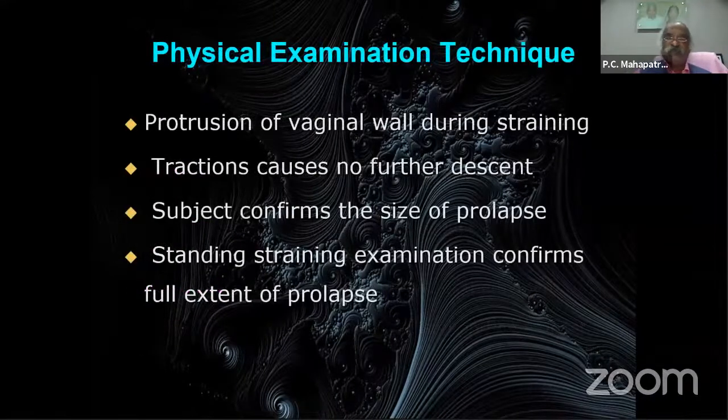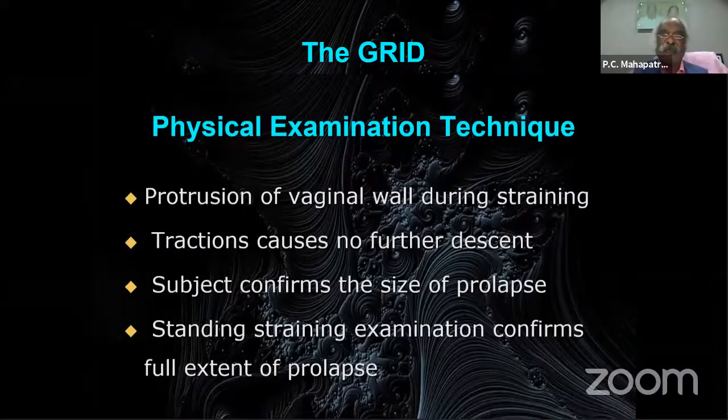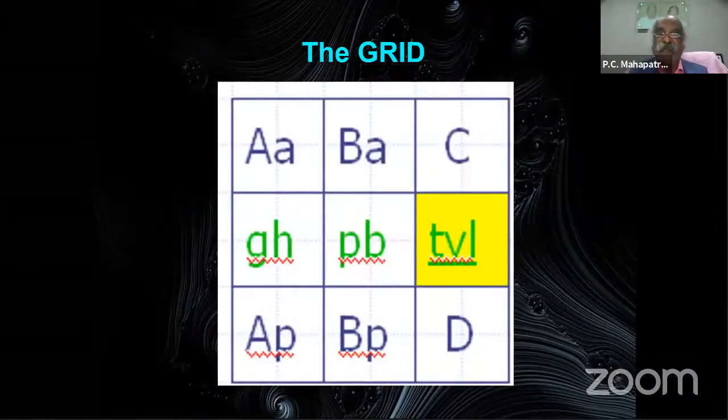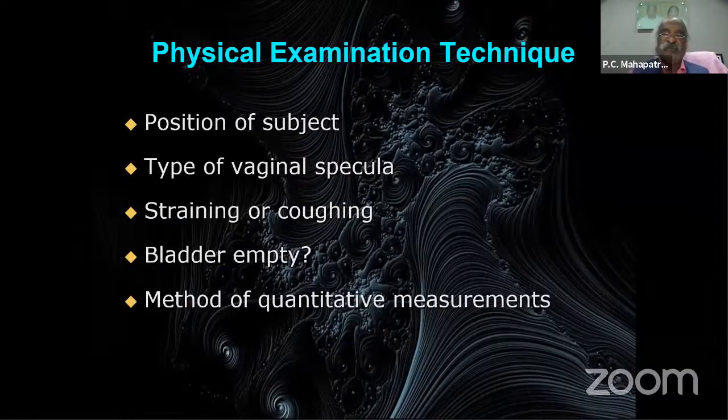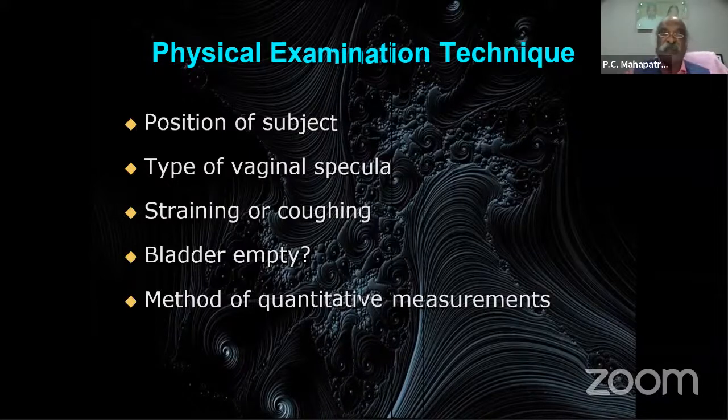So physical examination technique: the protrusion of the vaginal wall during straining, traction causes no further descent, the subject confirms the size of the prolapse, and straining examination confirms the full extent of the prolapse. So this is the grid: A, B, and C in the first three, genital hiatus, perineal body, and TVL in the middle, and AP, BP, and D in the posterior compartment. This can be correlated with the line diagram. Position of the subject, type of vaginal specula, straining or coughing, bladder empty, and method of quantitative measurements are all taken into account while quantifying all this.